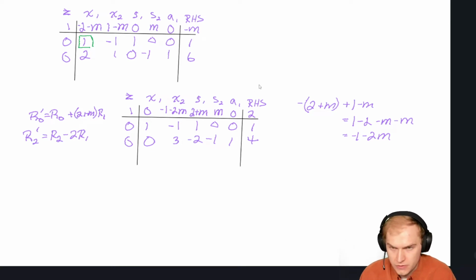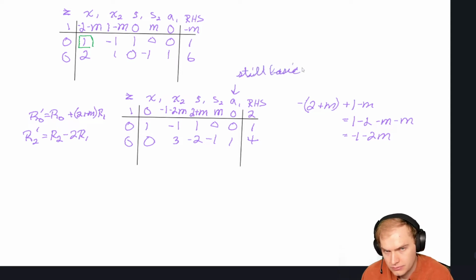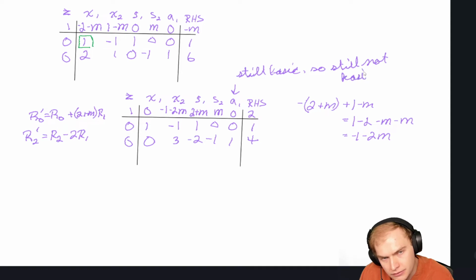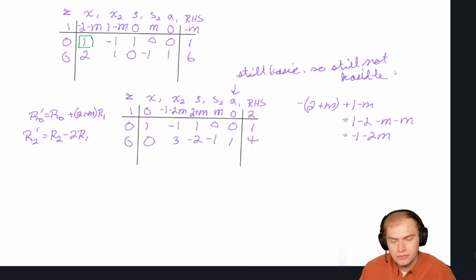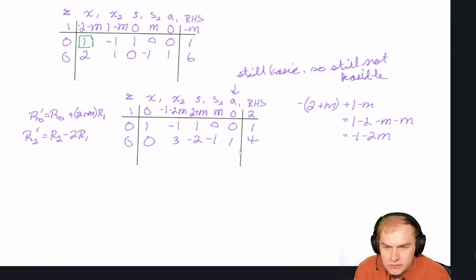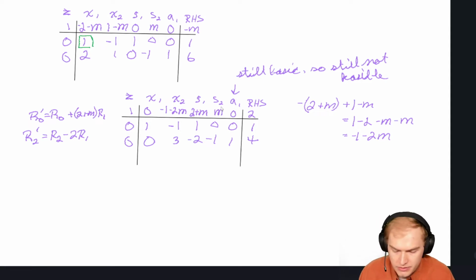So, we're still not there yet because A is still in the basis. So we're still not at a truly feasible point. So, still not feasible. So, we do another simplex iteration.